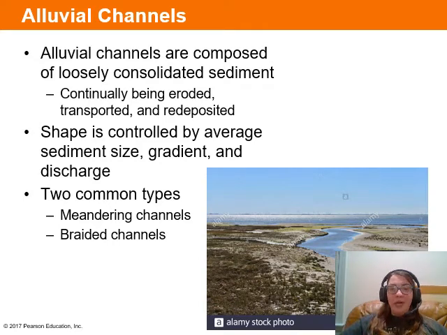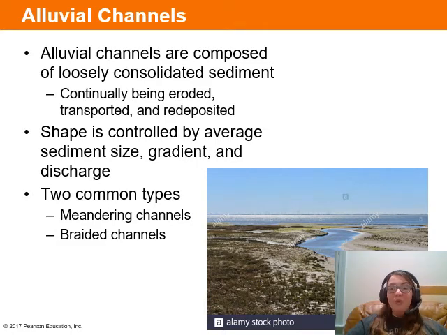But our alluvial channels are very different. These are the ones that actually are composed of that unconsolidated or loosely consolidated sediment. So here just think about dirt making up the bottom of these streams. Because the sediment can be moved around, it's constantly being eroded. It's being picked up from one area of the stream. It's being transported somewhere else where eventually it's going to be redeposited. So here the shape and the size of our river is just controlled by the sediment.